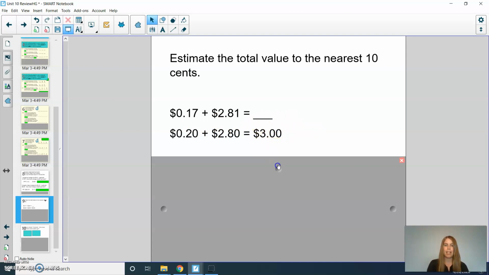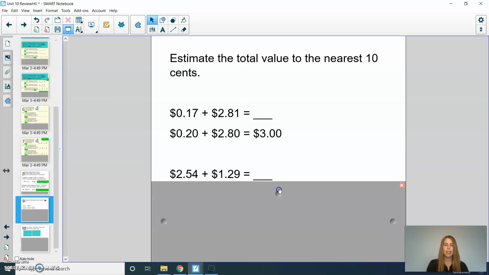Let's try one more like that. This time, round $2.54 plus $1.29. Again, round both of these to the nearest 10 cents. Press pause and then play when you're ready to hear the answer.